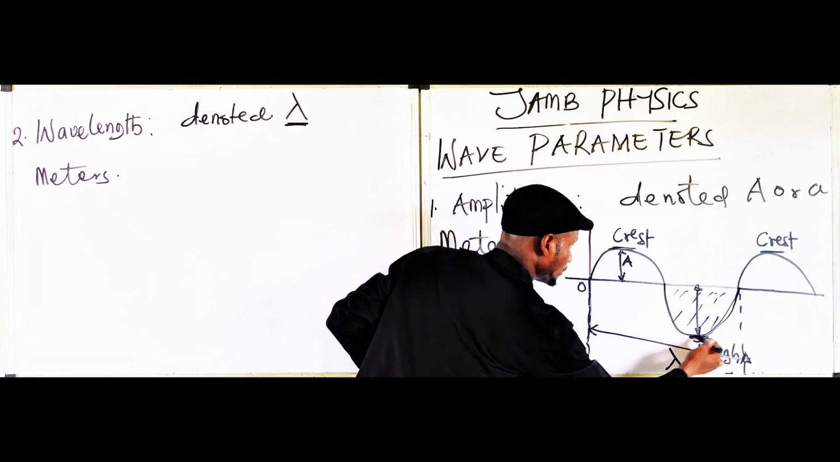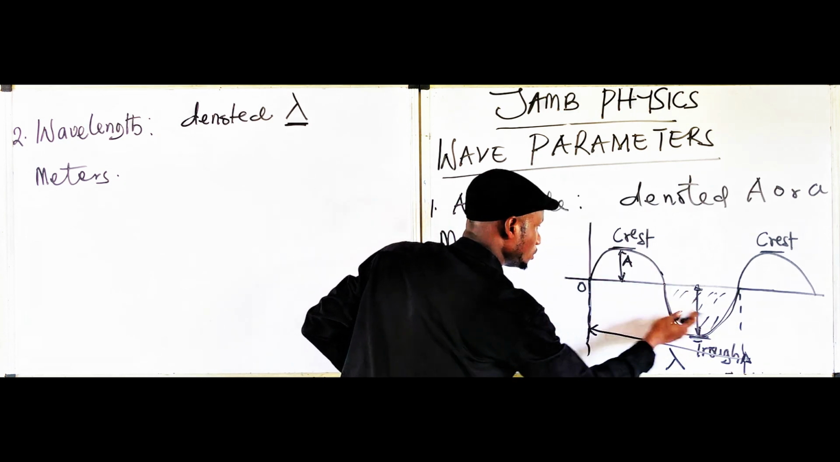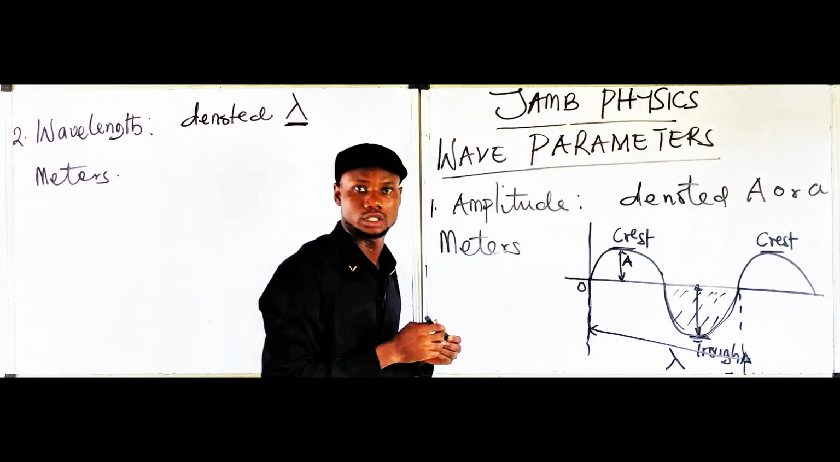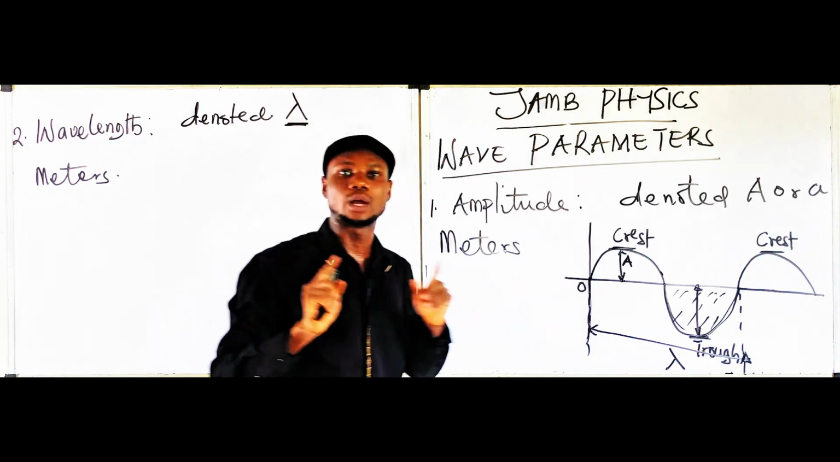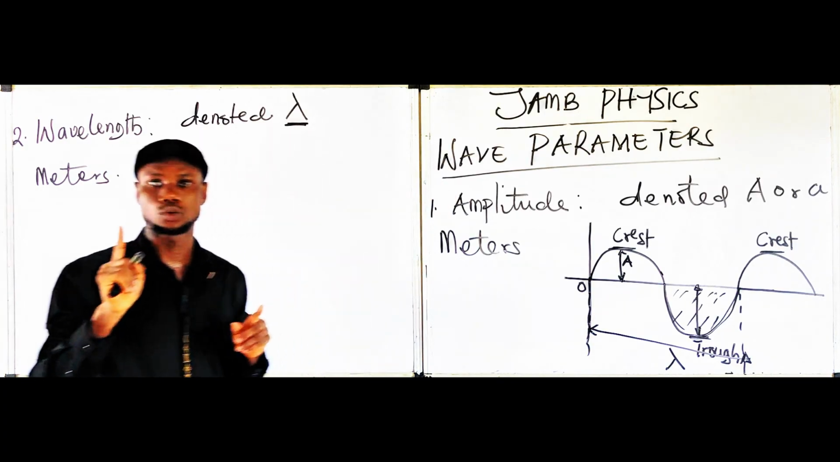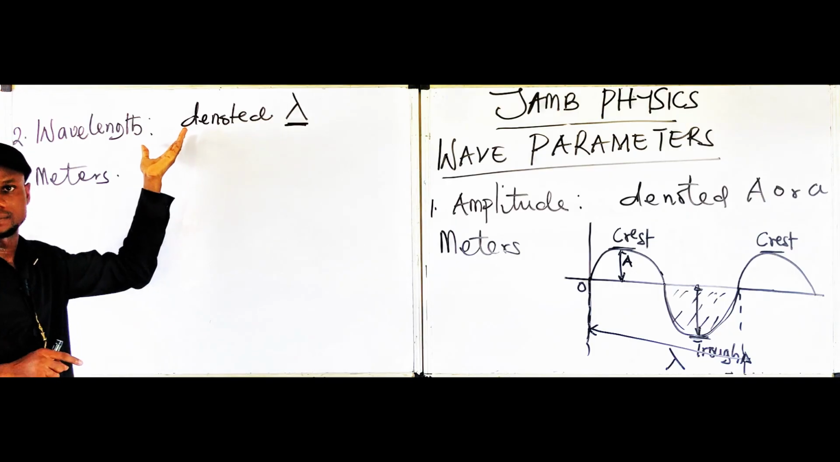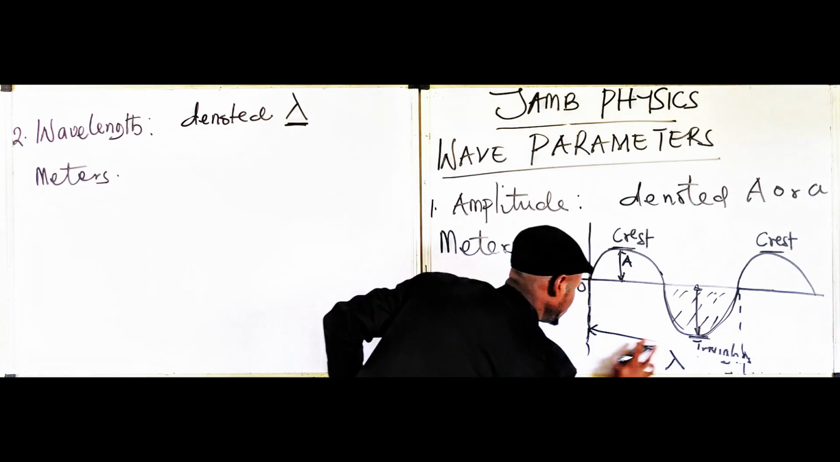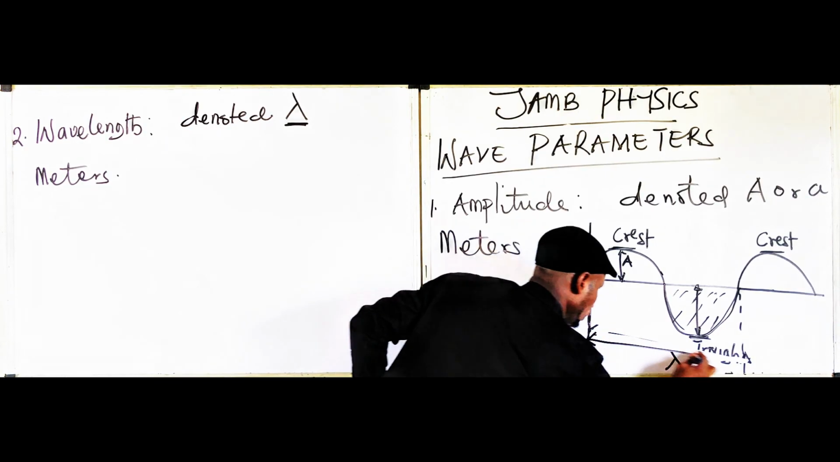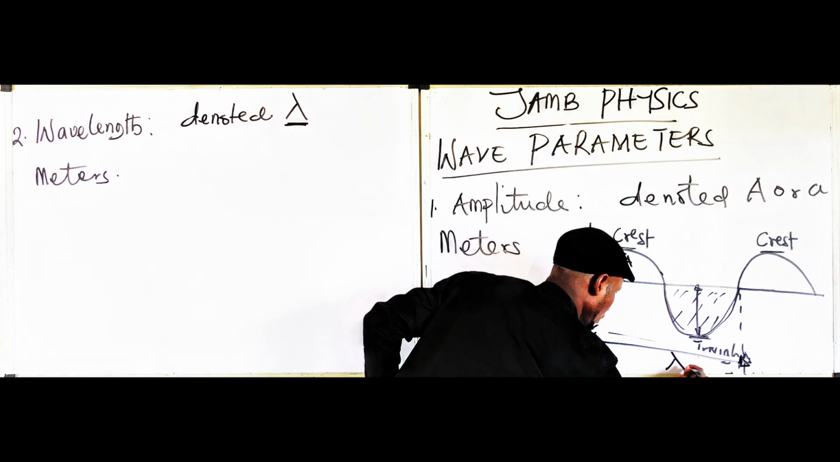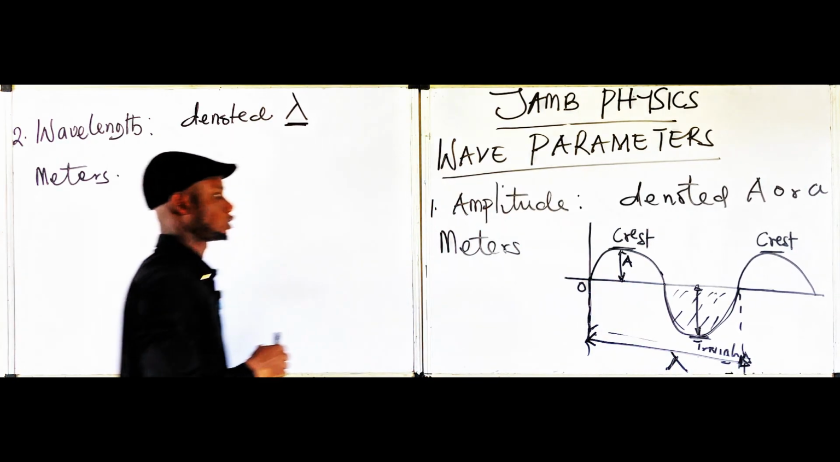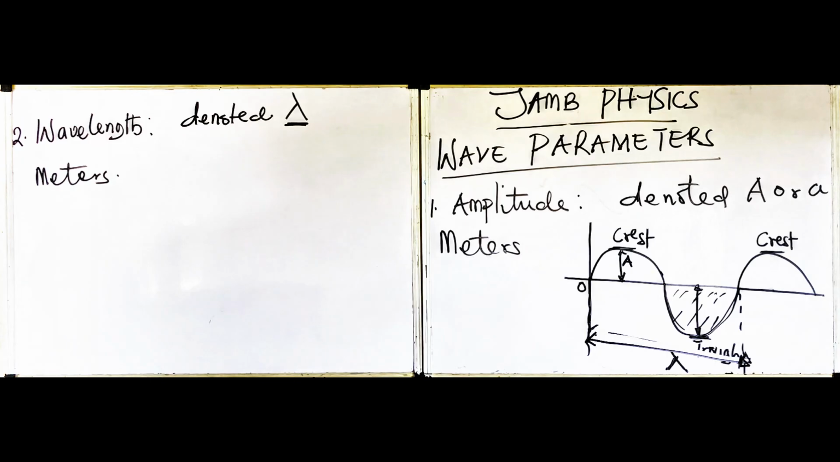This is one circle here. This is half of a circle. This is half of a circle. Add this together, you have a what? A circle. So the distance covered by wave in a circle or in one circle is what? Wavelength. Please take note of that, okay? So from here to here is one wavelength. Please take note of that. Now that's the next parameter here.